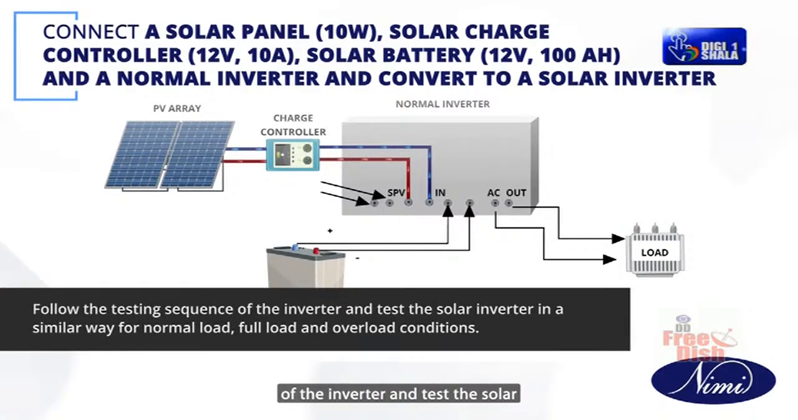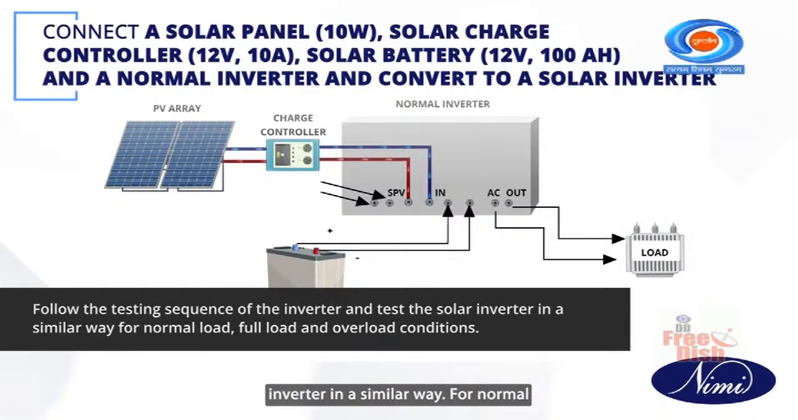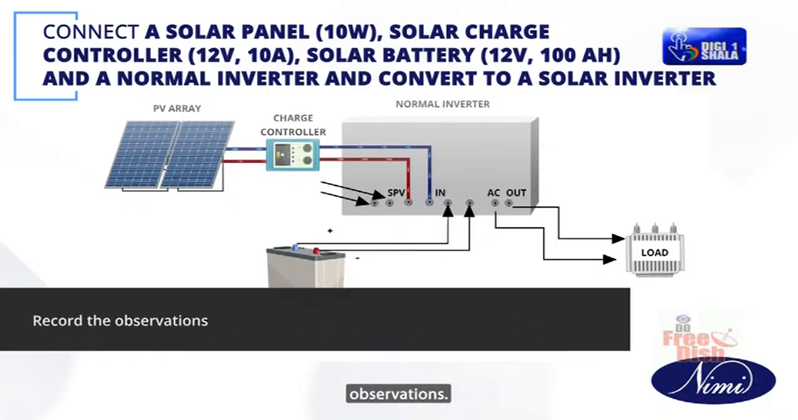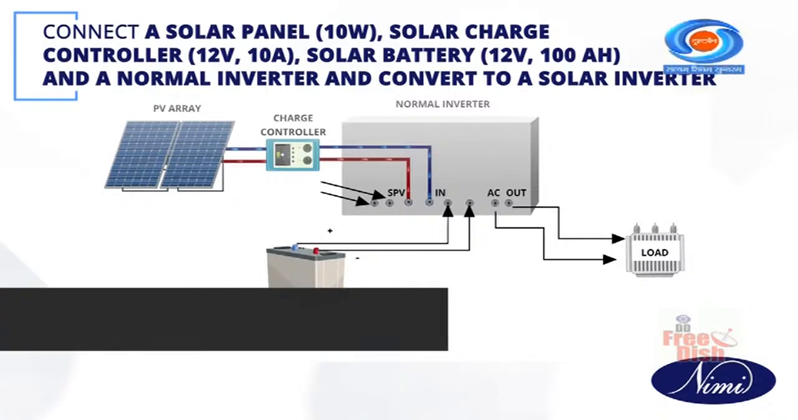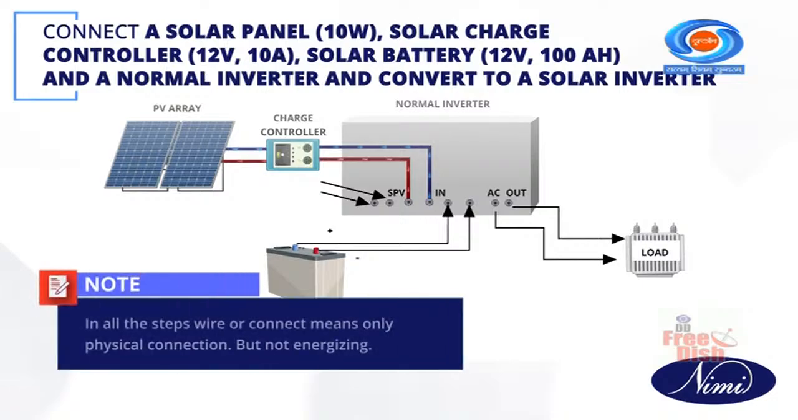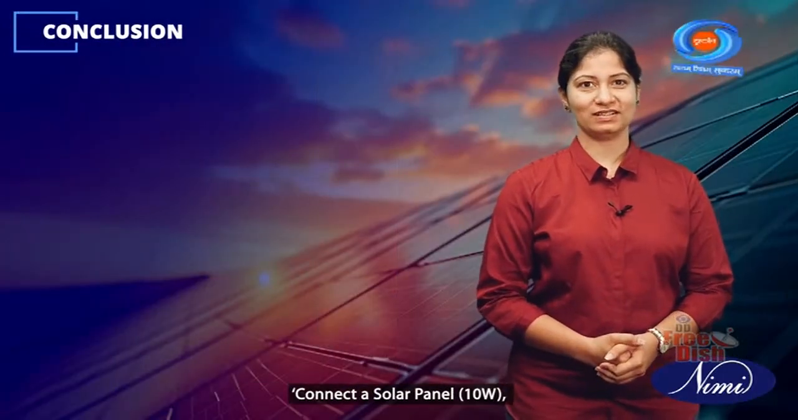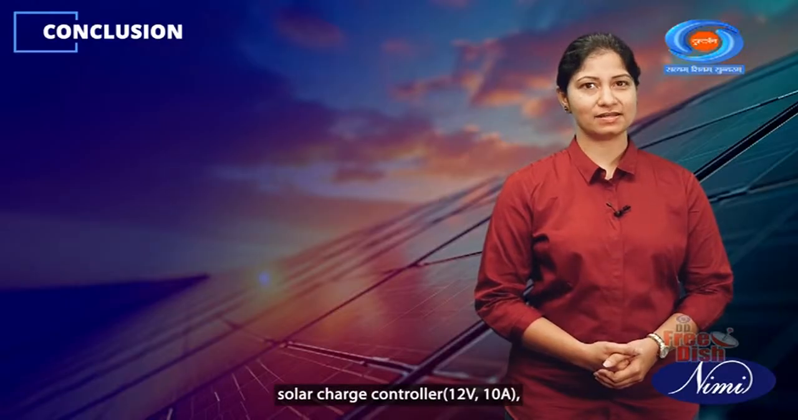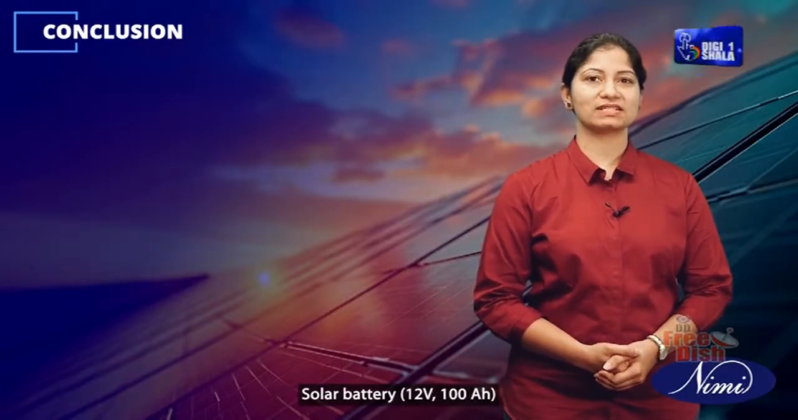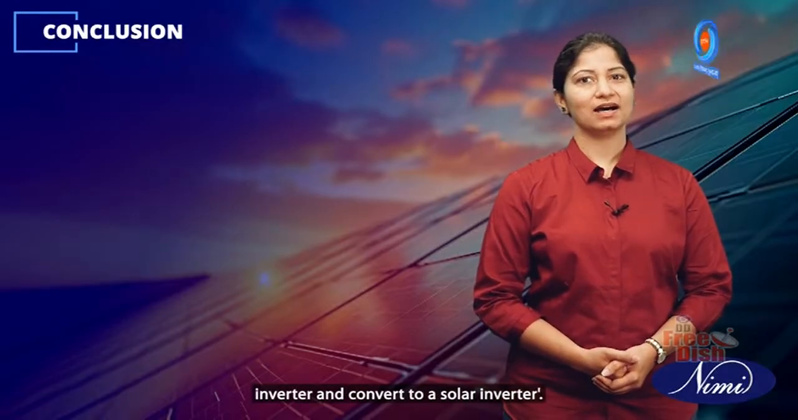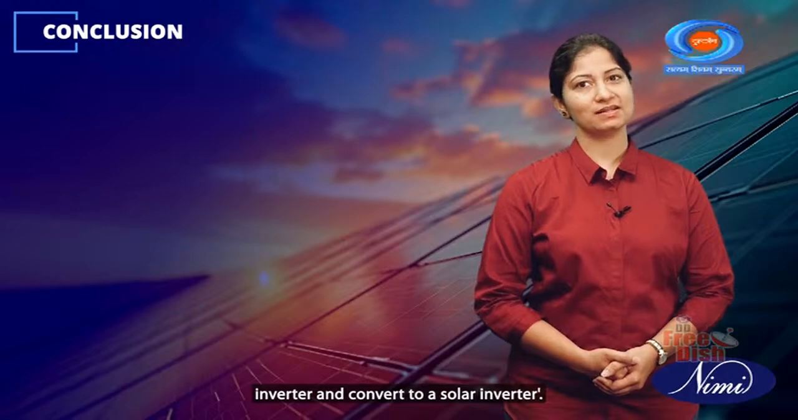Follow the testing sequence of the inverter and test the solar inverter in a similar way for normal load, full load and overload conditions. Record the observations. We have reached the end of this session on connect a solar panel 10 watts, solar charge controller 12 volts 10 ampere, solar battery 12 volts 100 ampere hours and a normal inverter and convert to a solar inverter.